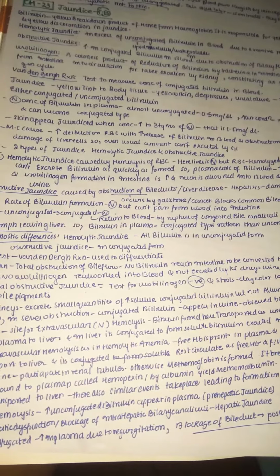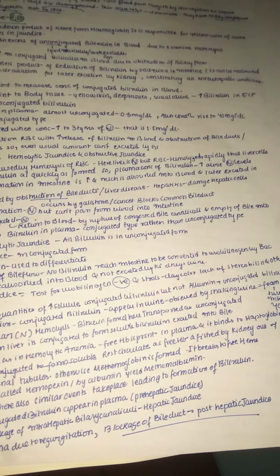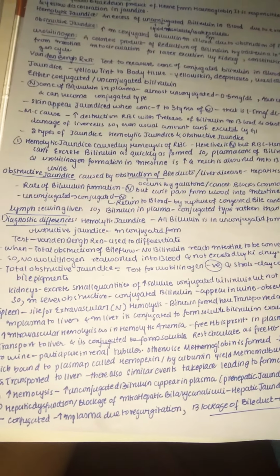The urobilinogen is completely negative and the stools are clay colored due to lack of stercobilin and also other bile pigments.